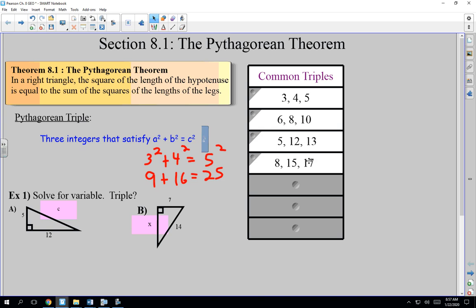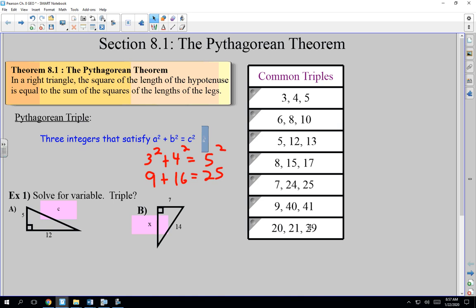8, 15, 17. What else we got here? 7, 24, 25. 9, 40, 41. 20, 21, 29. I'd say I know these first 5 in the list. I didn't recognize the 9, 40, 41, or 20, 21, 29. I don't recognize those, but those top 4, I think I would recognize them.